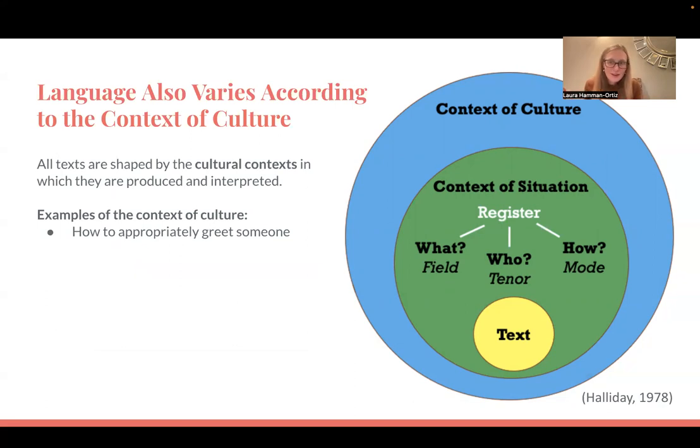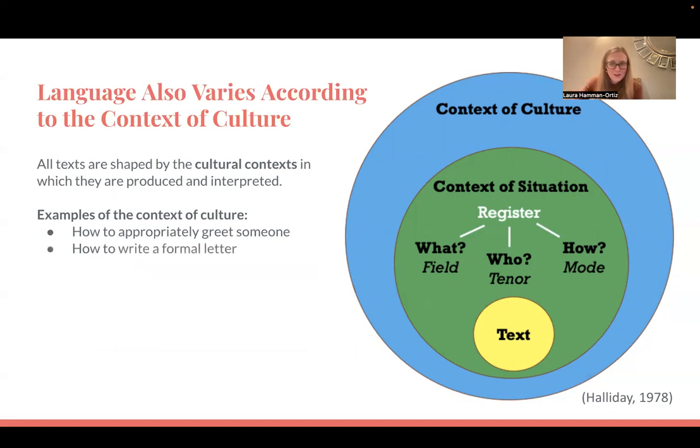When I was living in Santiago, Chile, I had to learn that to greet someone appropriately meant kissing on the cheek or touching cheeks. Not something that I do very frequently now that I'm back living in the United States. Handshakes are much more common, or even just a wave. So how to greet someone is an example of the context of culture.